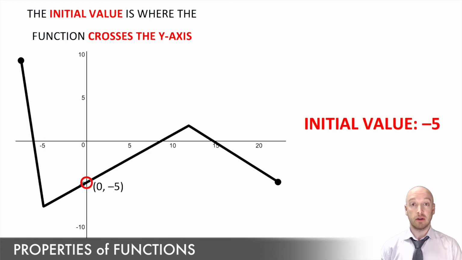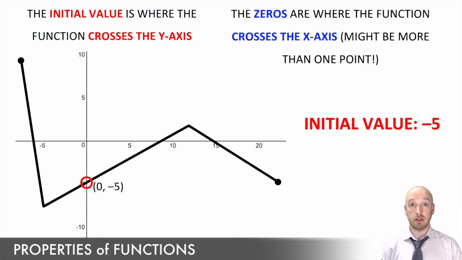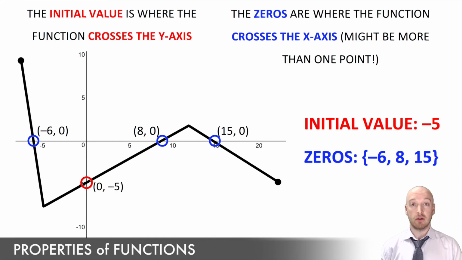Now any function can only have one initial value. However, it could have multiple values that are called zeros. And zeros are just the points where a function will cross the x-axis. And the reason we call these points where the function crosses the x-axis zeros is because at each of these points, we know the function has a y value of 0. And by now you've probably recalled that we also call zeros x-intercepts of a line or a function.